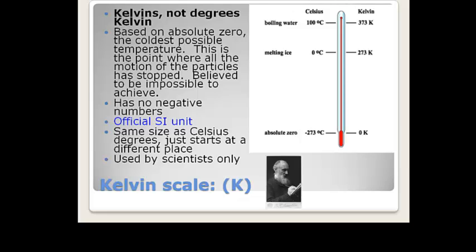Continuing up the scale, water boils at 373 kelvins. So it's the same gap there of 100 degrees. Because the 0 point is absolute 0, you can't possibly get any colder. The Kelvin scale has no negative numbers. This is the official SI unit for measuring temperature. It's the same size degrees as Celsius. It just starts at a different place. And scientists use this, but really nobody else does.